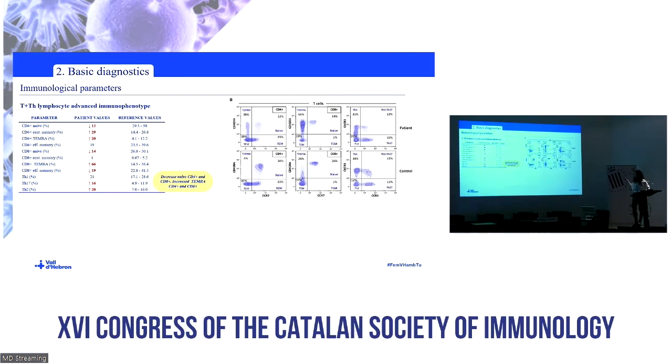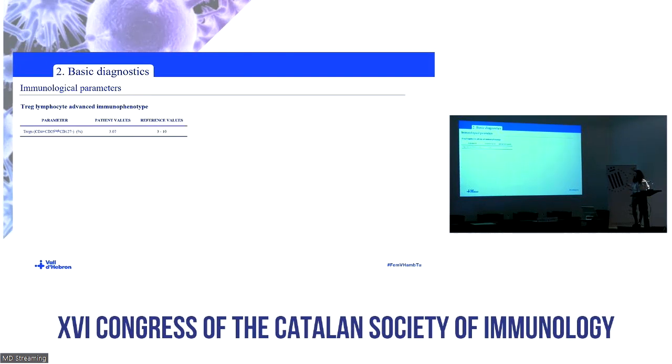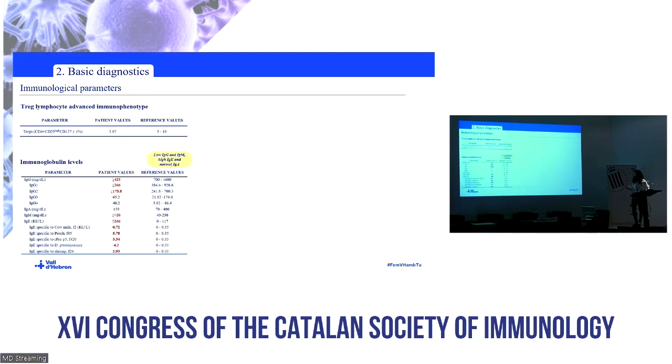The distribution of Th1, Th17 and Th2 was normal, and a total absence of circulating T follicular helper cells was observed in the patient. The Tregs were in the normal range.